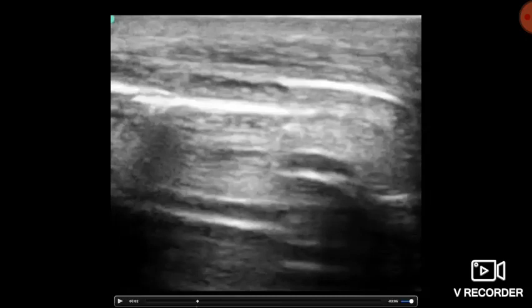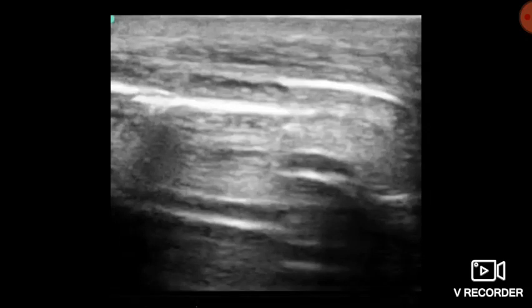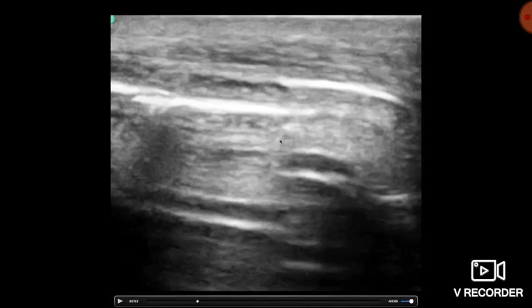Now this, I'm going to pause it right here. This is a combination of free air and air just within the bowel. So this right here, this is the peritoneal stripe, right underneath this subcutaneous tissue, right above the bowel.